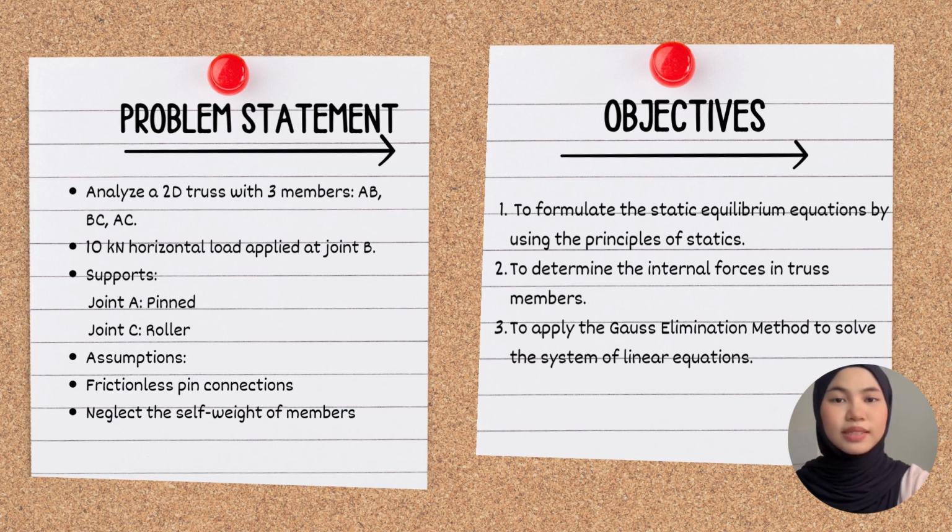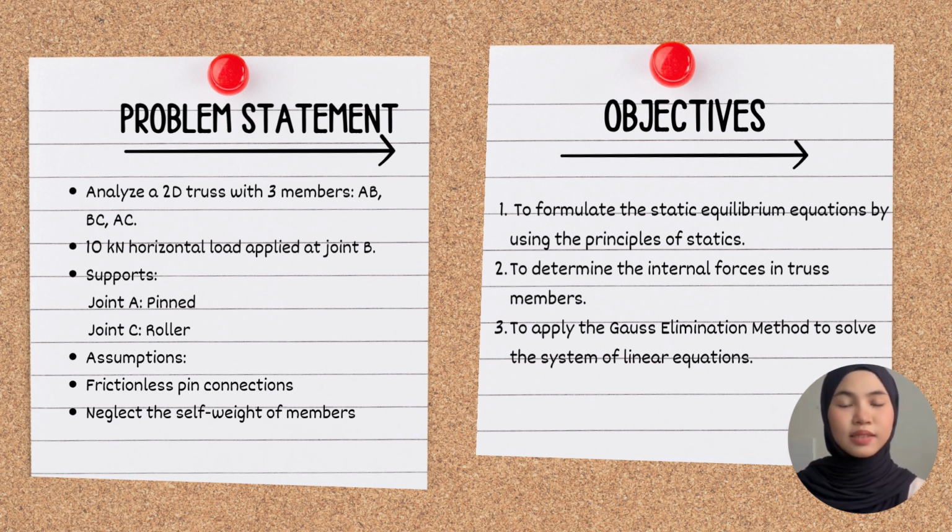Next, we continue to the problem statement part. We analyze a 2D truss with 3 members, which are AB, BC and AC. We use a 10 kN horizontal load applied at joint B. For the supports, at joint A we use a pin support, and at joint C we use a roller support. We assume that members are connected using frictionless pins, and neglect the self-weight of the members. So we use static equilibrium to set up a system of equations and solve using the Gauss elimination method to find the axial forces in members AB, BC and AC.